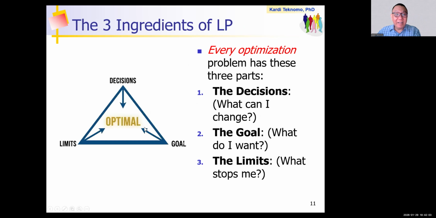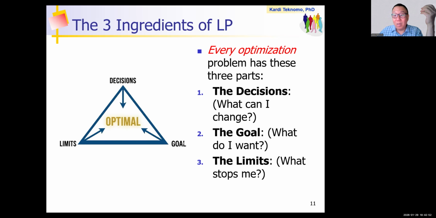So the ingredients of LP, this is what you need to remember. This is the mental model for the whole course. Remember nothing else today. You must remember these three: decision, goal, and limits. Every optimization has three parts, three ingredients. Number one is the decision, the decision variables. These are the knobs that you can turn, for example the number of houses or the road width. What you can change are the decision variables. The decision, the goal, and the limit.